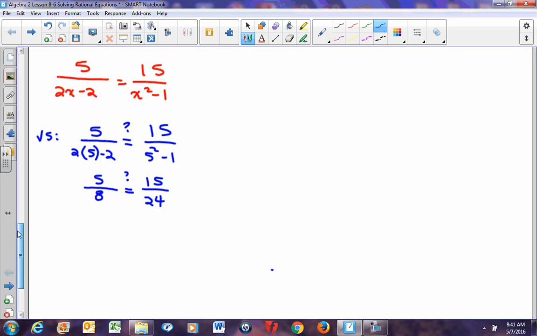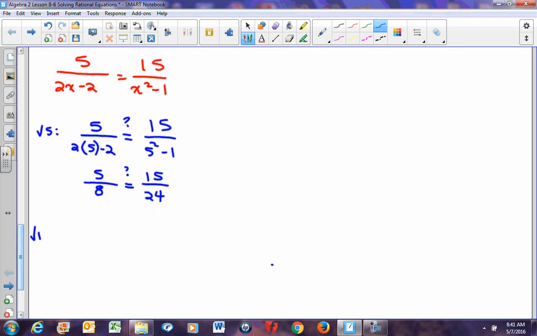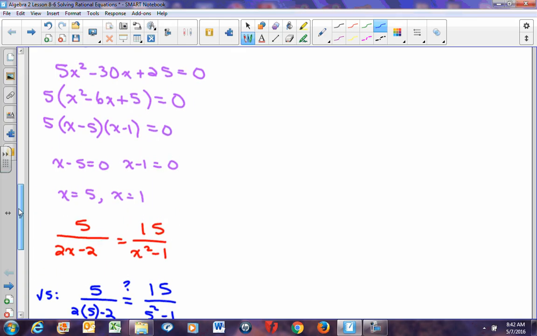Okay, so now I'm going to check 1 in here. That gives me 5 over 2 times 1 minus 2 equals 15 over 1 squared minus 1. Right? I now have 5 over 0. Does that equal 15 over 0? 0 is undefined. You can't divide by 0. Dividing by 0 is undefined, therefore 1 is not going to work, so my only solution for this equation is 5.